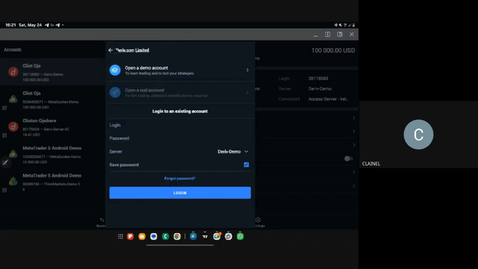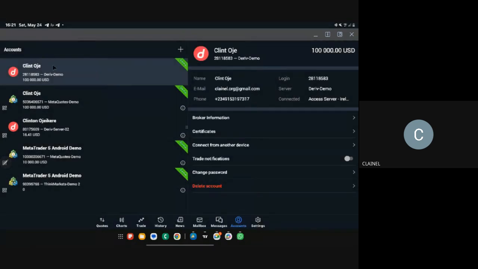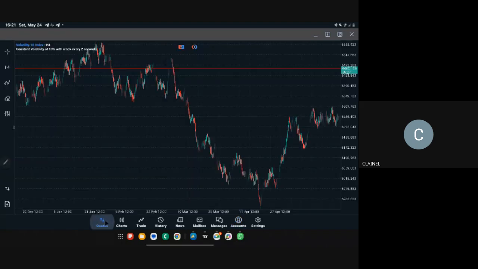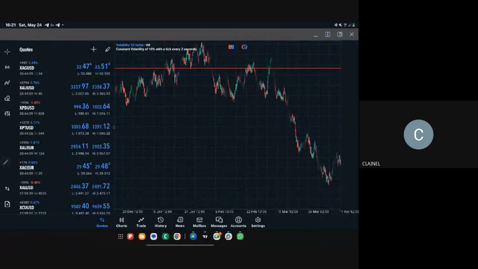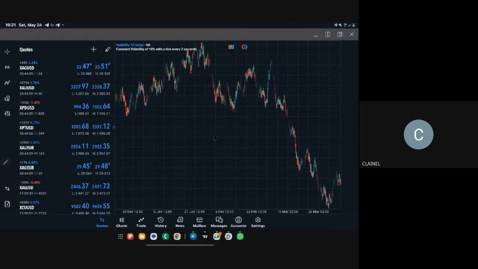Immediately you press register, you're going to have a demo account just like I do right here. So what's the importance of demo accounts? Before you start trading with your real money, you have to practice simulations. You have to practice what you have learned so far. Let's finish identifying the tools.